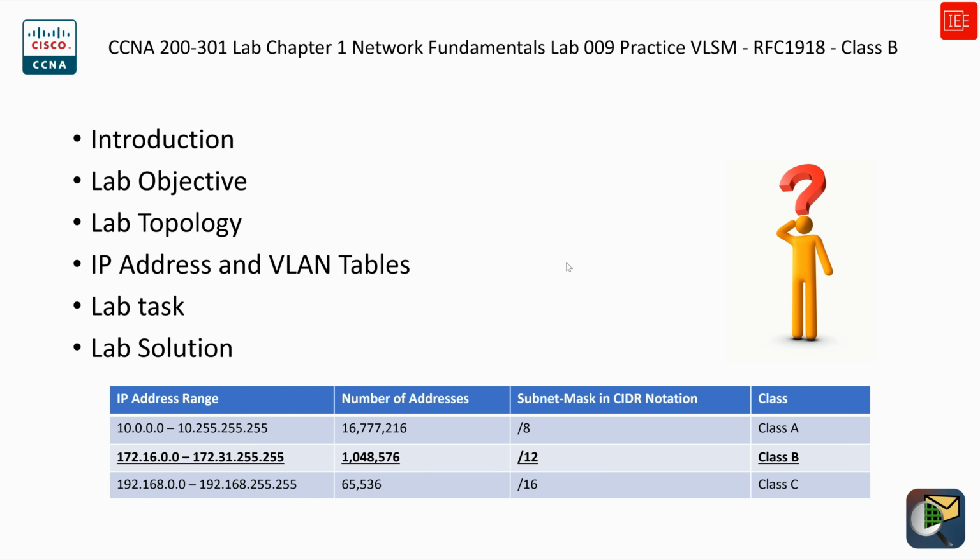So RFC 1918 Class B refers to the range of private IP addresses designed for local use within a private network. Specifically, Class B ranges from 172.16.0.0 to 172.31.255.255. These addresses are reserved for use in internal networks and are not routable over the public internet. They are commonly used by organizations to create their own private networks. And as you can see on the screen, there are more than 1 million IP addresses available from that range.